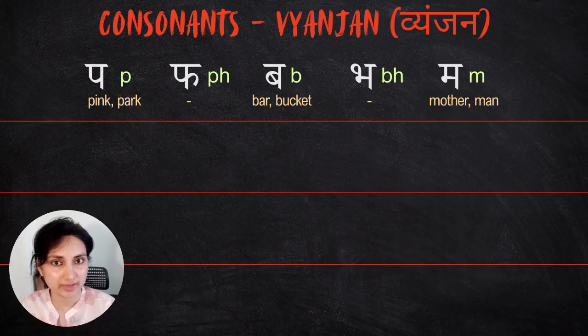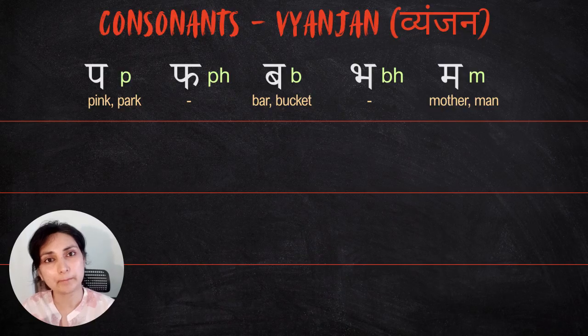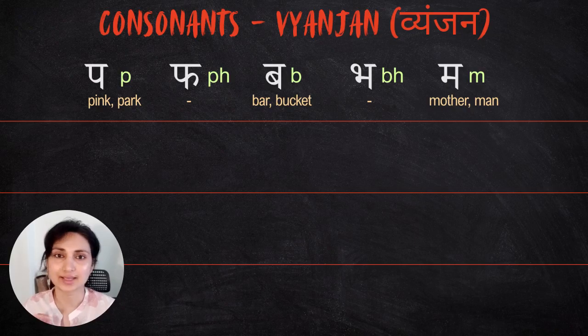So for the first 5, the sound is made by the lips. These are p, p, b, bh, m. The second letter here is p, and this is quite different from the f that is there in English. The p in Hindi, it's the aspirated version of p. So p for parrot. There is p and p. You use your lips to make this sound.